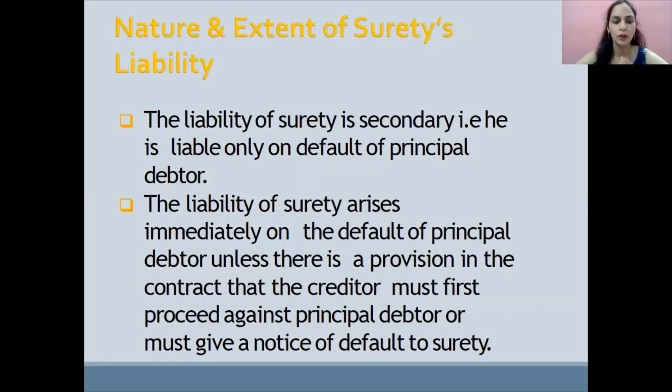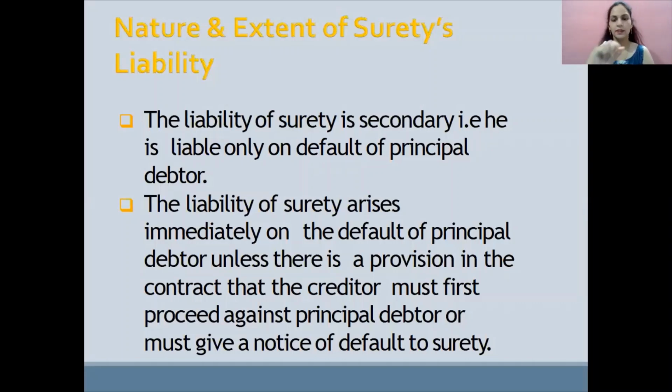Second, the liability of the surety arises immediately on the default of the principal debtor unless there is a provision in the contract that the creditor must first proceed against the principal debtor or must give a notice of default to the surety. Basically, the liability of the surety arises immediately as the principal debtor defaults in making the payment. For example, for the repayment of the loan of Mr. A, it was decided that he will make the payment on 30th of May. But on 30th of May, he made himself incapable of giving the loan amount. So in that case, from that moment, the liability of the surety would arise.